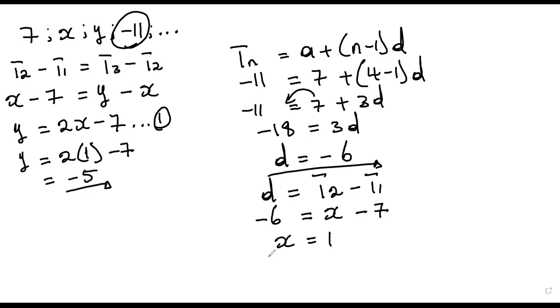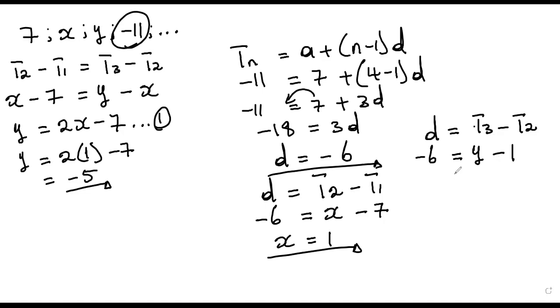So this means your x is a positive 1. Then you come back again and say the constant difference, I can have it as term number 3 minus term number 2, like that. But the value is going to be negative 6, and term number 3 is y, but term number 2, we just found its value, it's positive 1. So taking this negative 1 to the left, it becomes positive. So negative 6 plus 1 will just be a negative 5.